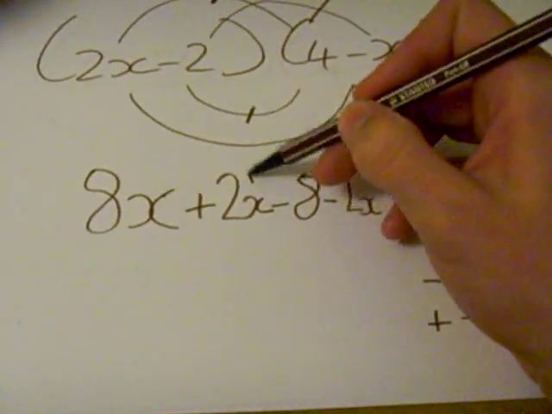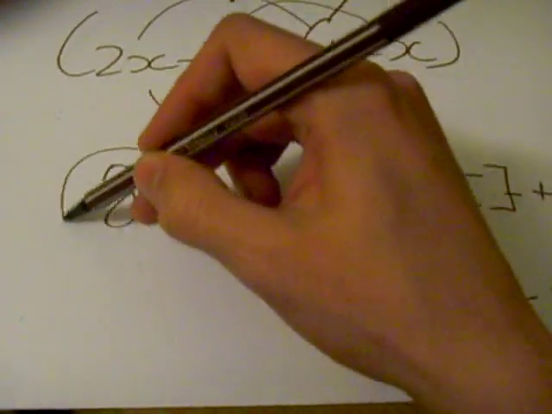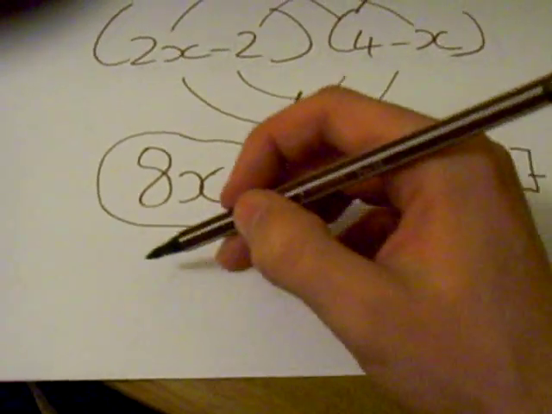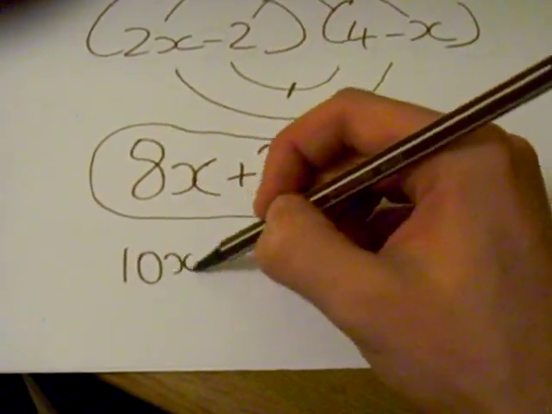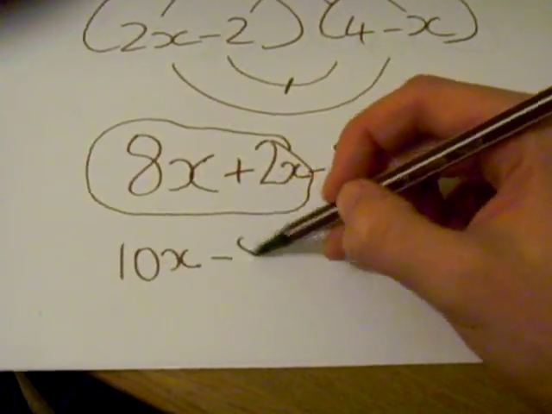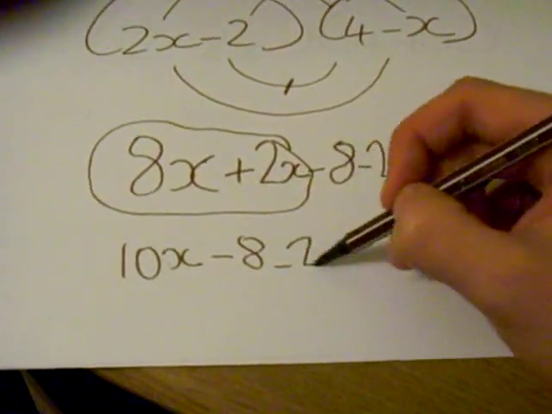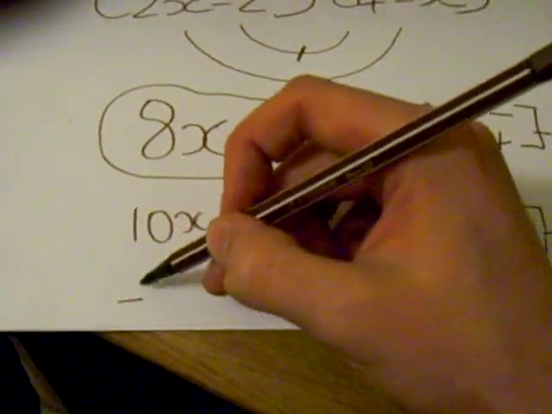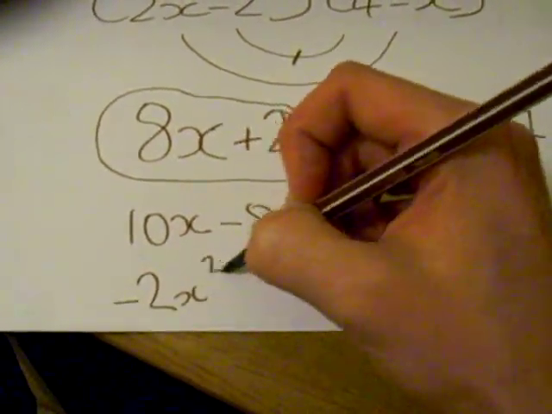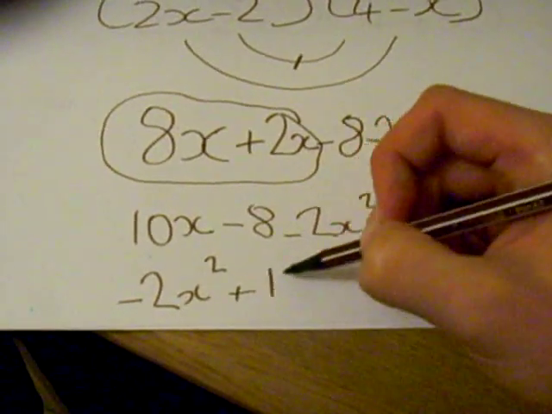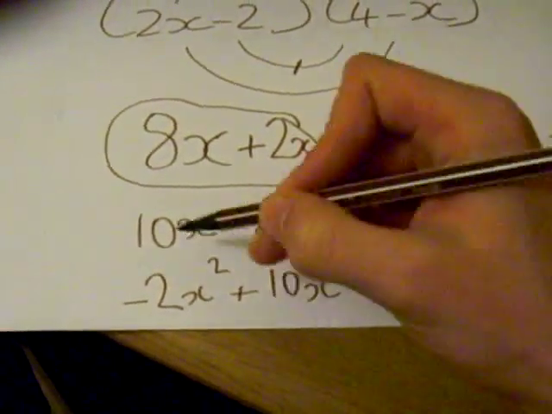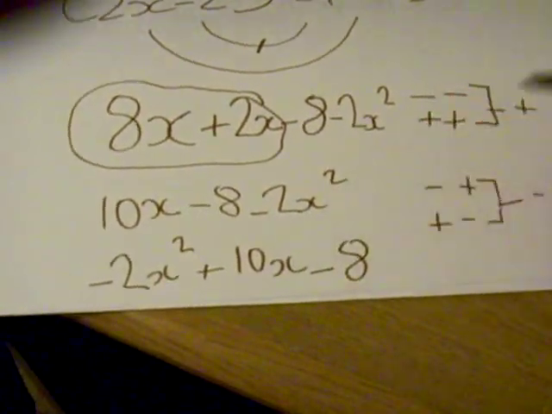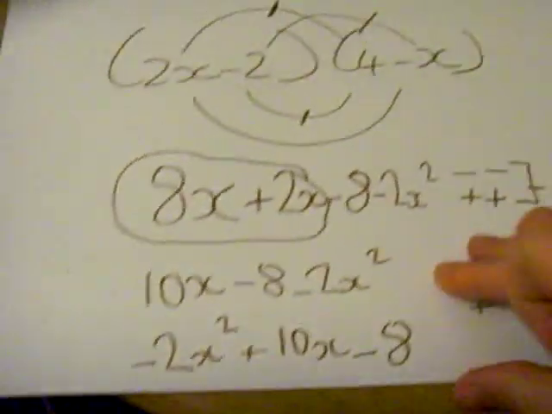We've got our units, but these just here, as you can see, we've got two sets of x, 8x's and 2x's. We're going to end up with 10x. What's left there? Minus 8 and negative 2x squared. If you're going to write it the way that maths textbooks show you, just put it in order. We know that's a positive 10x because there isn't a minus in front of it, so we have to know that it's a positive. And there's your answer there.